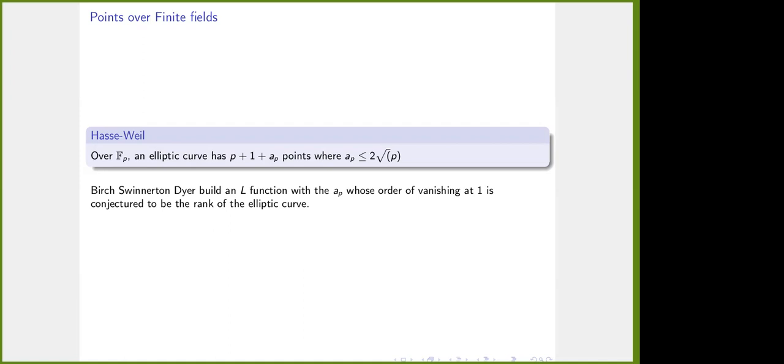So we can deduce estimates for the number of points over F_p. That's a number theoretic fact using geometric data, the genus of the curve.